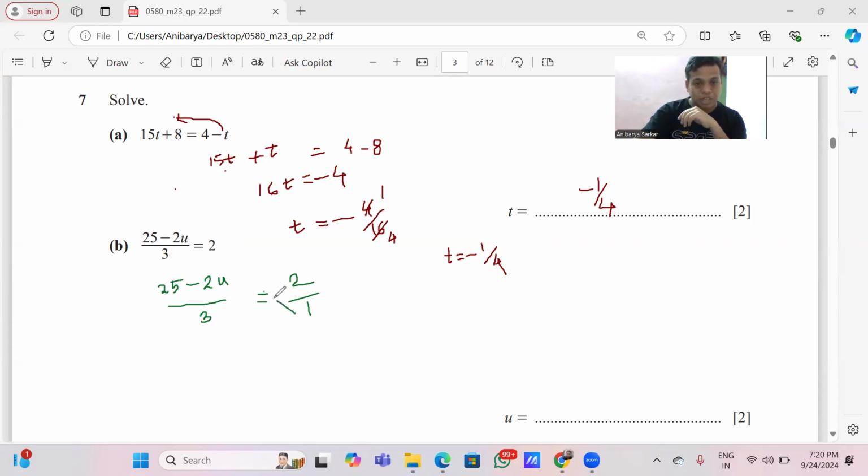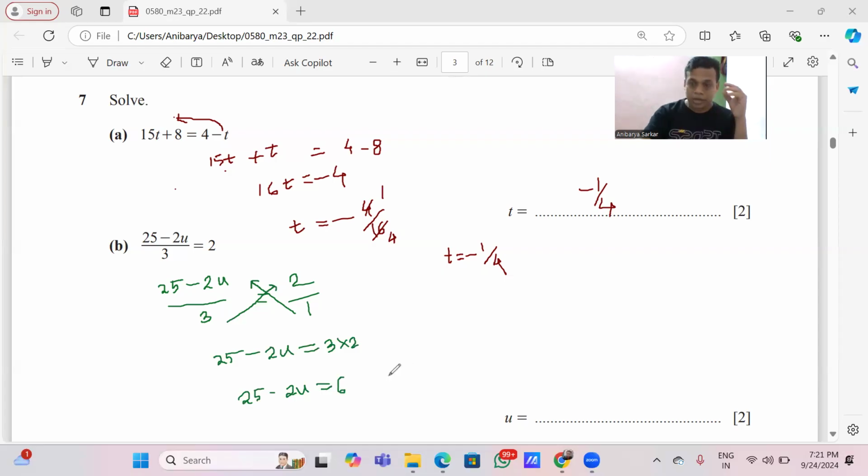Cross multiplication means this term multiplied with this and this multiplied with this. Okay. So if any number or any expression is multiplied by 1, we get the same term. So I'm writing here 25 minus 2u, because it is multiplied by 1, so same term will be there. And this side is 3 into 2, that is 6.